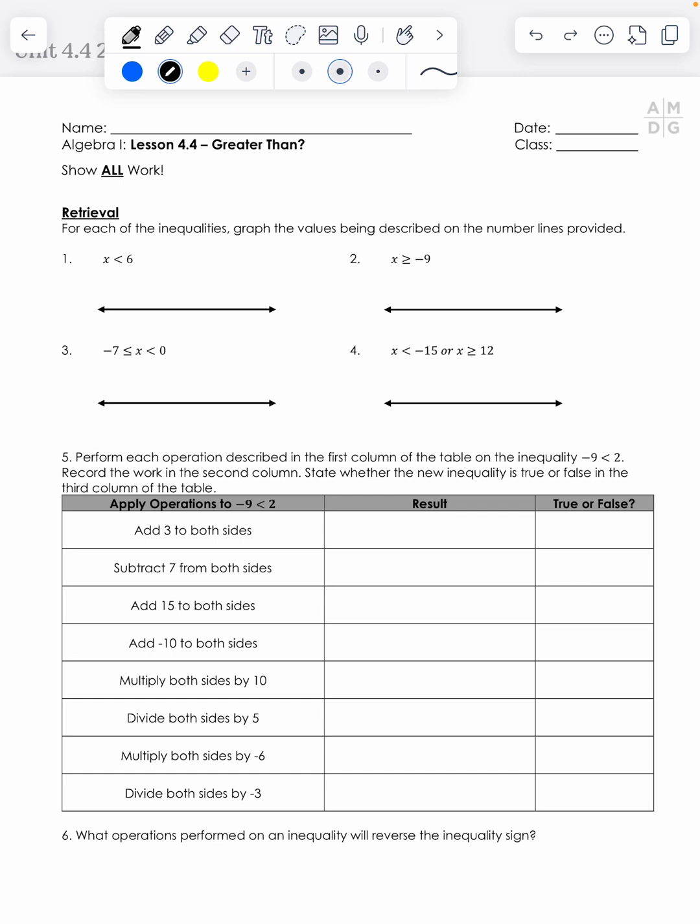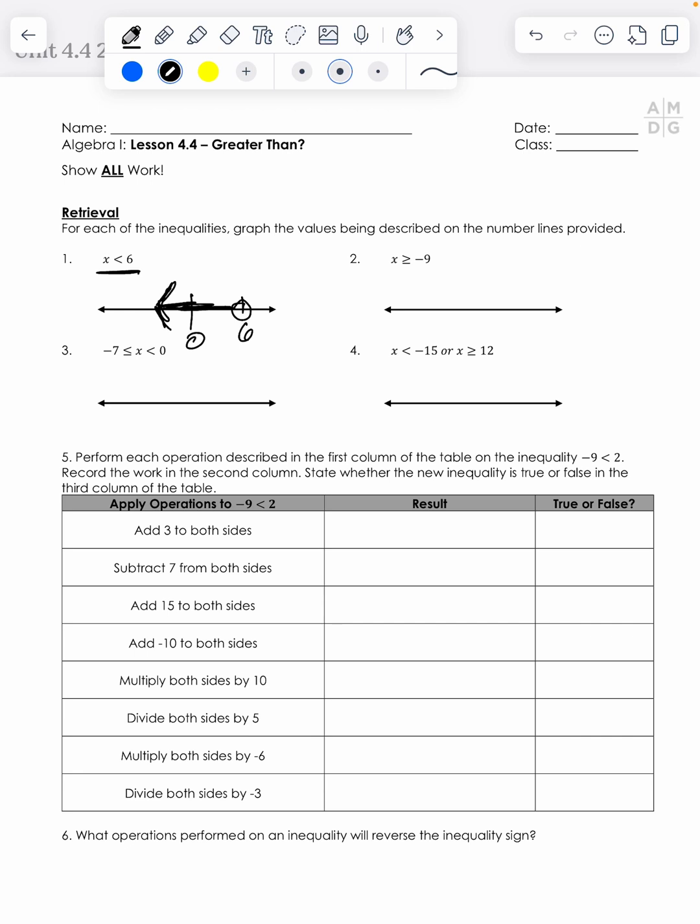So if we're given x is less than 6, we know on the number line we're going to start at 6, and then we're going to use an open circle, right? This is not "or equal to." The number 6 is not included in this. So we would do an open circle and then shade in the direction. The arrow goes in the direction of where numbers are less than 6.